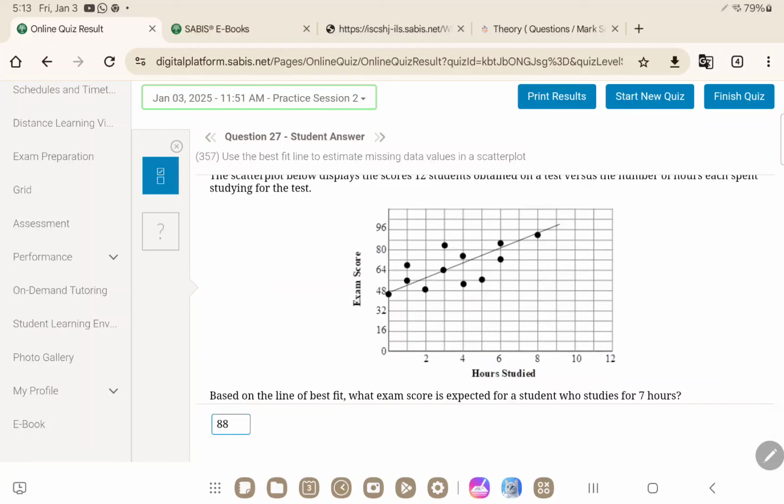Here, based on the line of best fit, a student who studied for 7 hours. It's here in between, we need to find out. Since they told us by jumps of 16, but each 16 has 2 blocks, each mid part would be 8. So 80 plus 8 gives you 88.